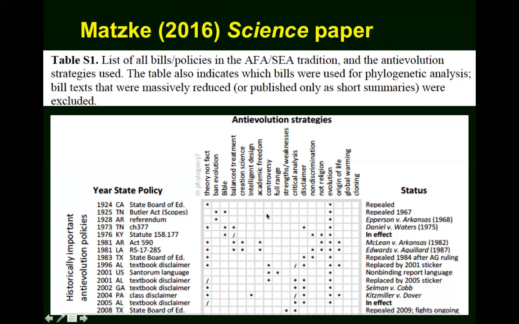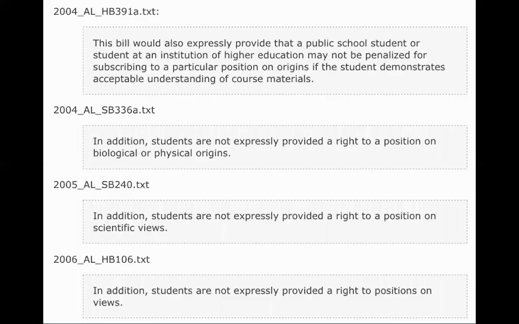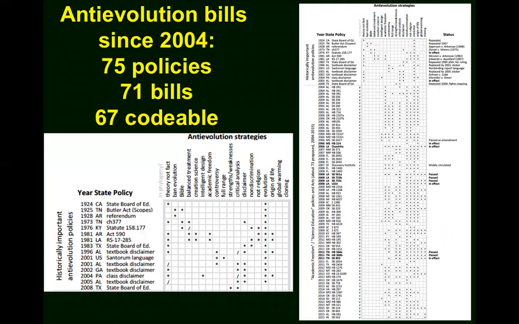Let's see. There's a variety of other anti-evolution strategies, including some of these bills that just say evolution is controversial. Other ones include other topics. They also say global warming is controversial or cloning is controversial. And here's that full table assessing this. I had a database of about 60 anti-evolution policies proposed and occasionally passed in various states between 2004 and 2015. What did I say? 67 codable bills.